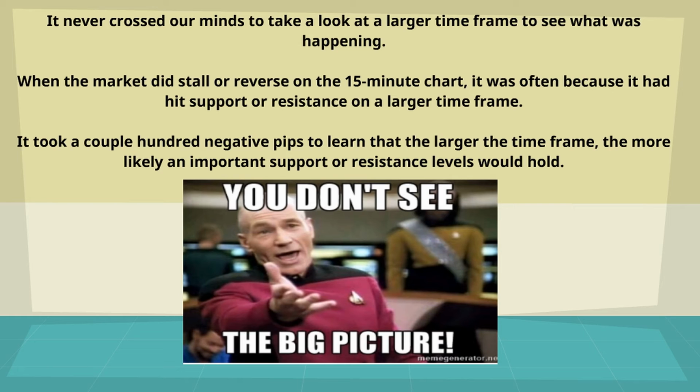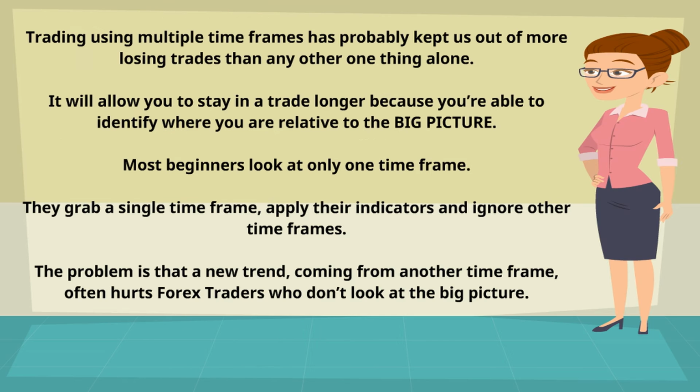When the market did stall or reverse on the 15-minute chart, it was often because it had hit support or resistance on a larger time frame. It took a couple hundred negative pips to learn that the larger the time frame, the more likely an important support or resistance levels would hold. Trading using multiple time frames has probably kept us out of more losing trades than any other one thing alone.